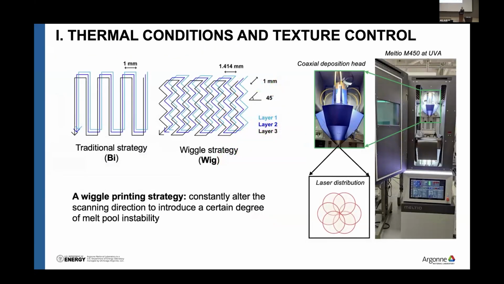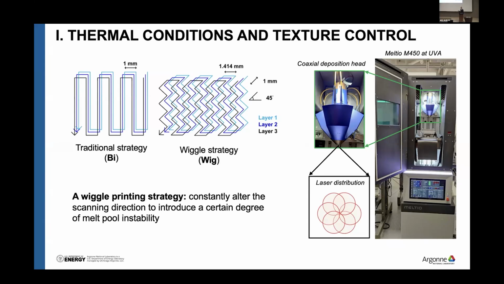In order to solve this problem, we know that the stable thermal conditions inside the melt pool contribute to the grain growth and the texture evolution. So how about if we constantly alter the thermal conditions inside the melt pool? If we can generate more turbulent thermal conditions inside the melt pool, can it help to control the crystallographic texture generation during the solidification process?